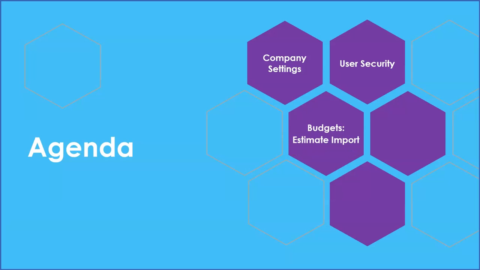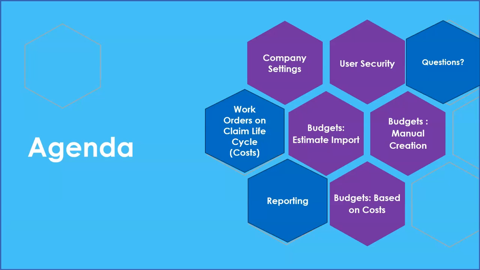Then we are going to take a look at the different ways to budget your job through estimate import, then manual creation, as well as utilizing work orders to create budgets based on cost. Then we are quickly going to review, like I mentioned previously, using the same work order to measure cost incurred. Then finally, what reports and screens can help you and your team quickly and efficiently track spending and manage budgets. And finally, we will close out with any questions you may have.